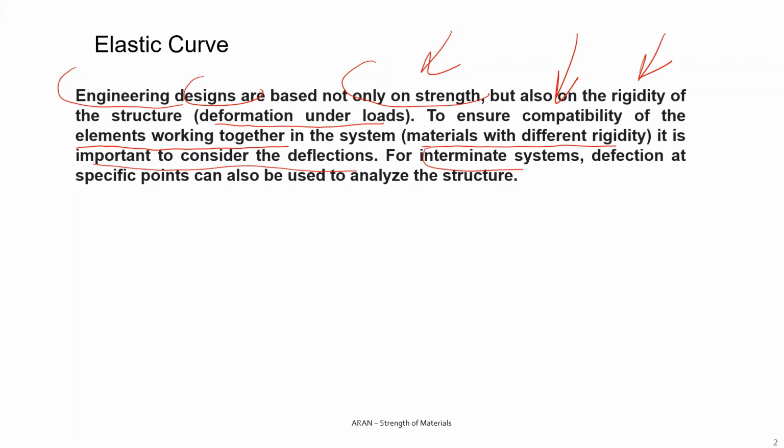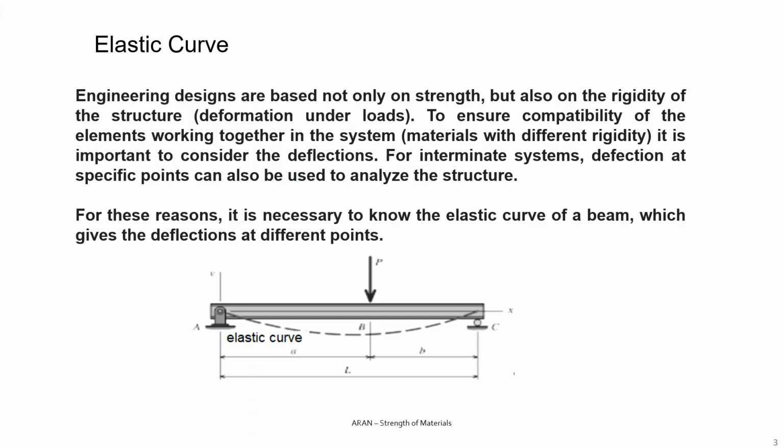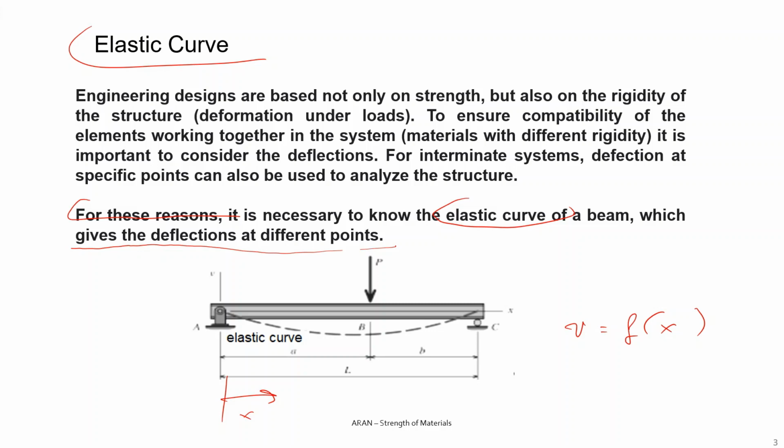Well, for indeterminate systems, the compatibility equations written for deflections at specific points can also be used to analyze the structure. For all these reasons, we draw the elastic curve. For example, let's take a beam, and the elastic curve gives us the deflections at different points. If this is the distance x, v as a function of x is my elastic curve.